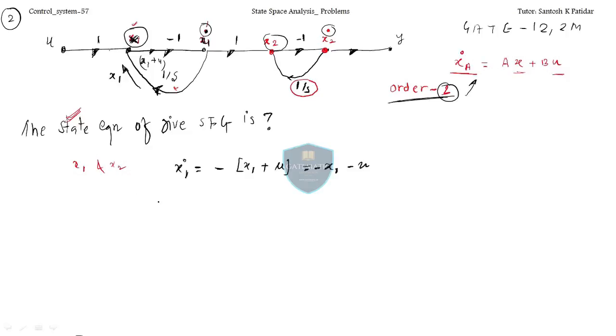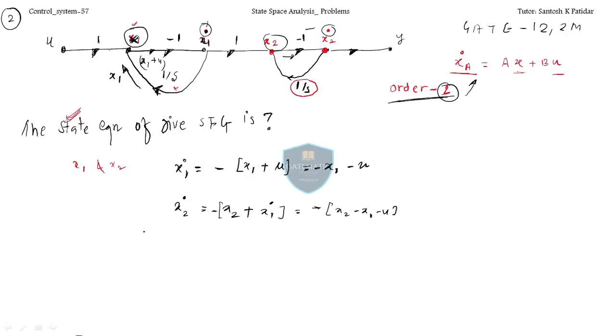Now similarly you have to find x2 dot also. So x2 dot is nothing but the summation of this 2, isn't it? So x2 dot is nothing but x2, here it's coming x2, plus here 1 multiplied with x1 dot, this is your x2, isn't it? With minus in multiplication. Why? Because of this, so please expand it. What you will get is x2 minus x1 minus u.